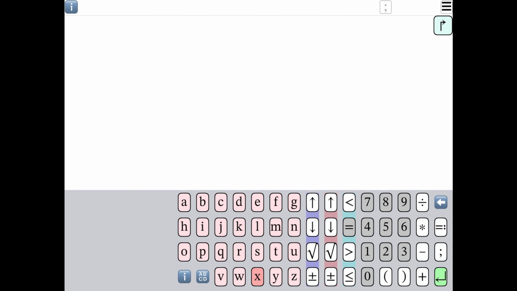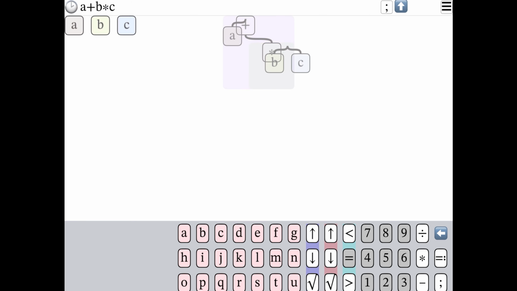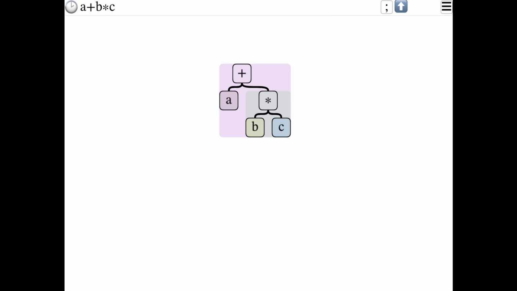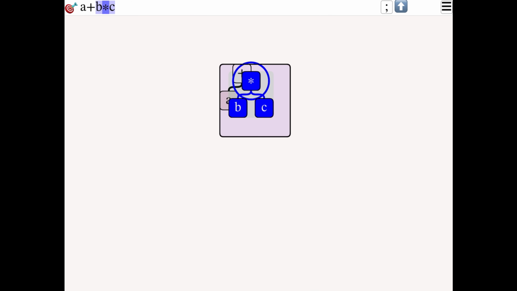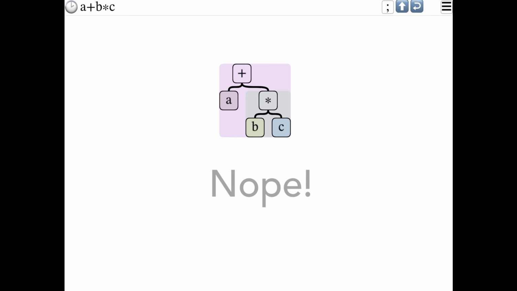What about distributing addition over multiplication? Does that work? No, DragginMath doesn't let you make that change because there is no distributive property of addition over multiplication.